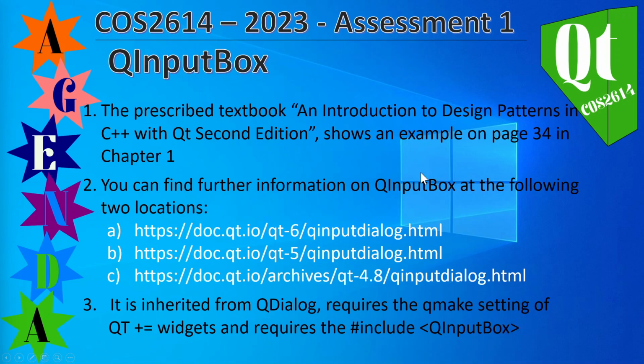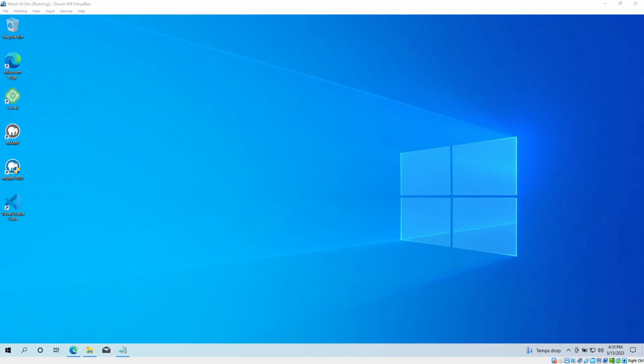Alright, and then the next one is obviously the QInputBox, and as mentioned here, you can find an example on page 34 of the textbook, and these are the links for the QInputDialog box. This is for Qt6, Qt5 and Qt 4.8, and this is also inherited from the QDialog, and it requires a QMake setting of Qt plus equals widgets and requires the hashtag include QInputDialog. Alright, so without further ado, let's go ahead and get our Qt.